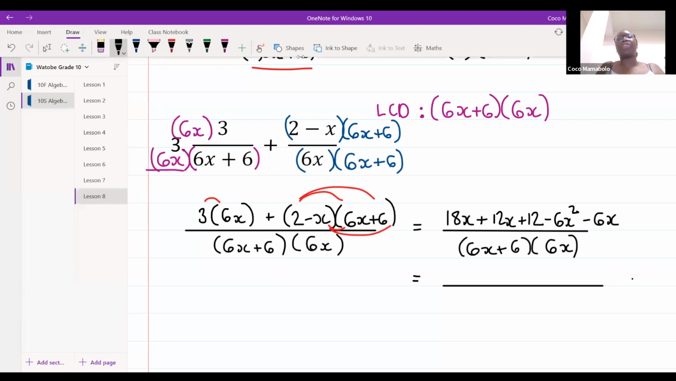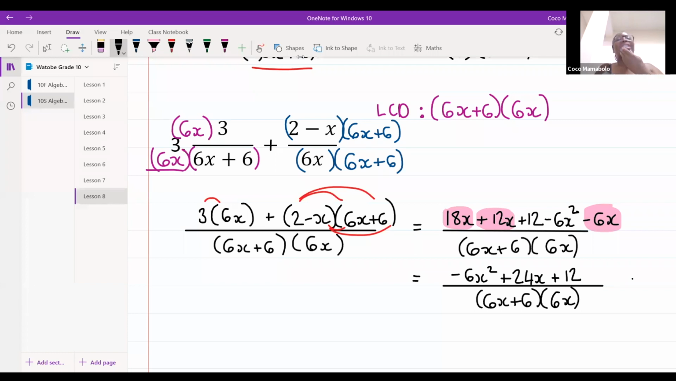All right, so now I'm going to add like terms, guys. I know that my negative 6x squared is on its own. So I've got negative 6x squared, and then I've got 18x plus 12x, which is 30x, minus 6x is going to give me 24x. And then the 12 is on its own, so that's plus 12 over 6x plus 6 over 6x.